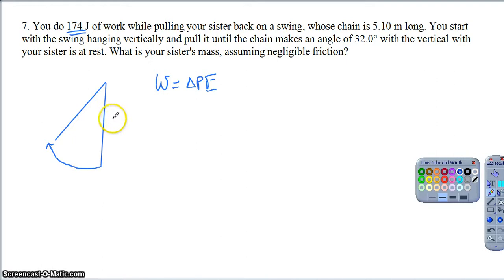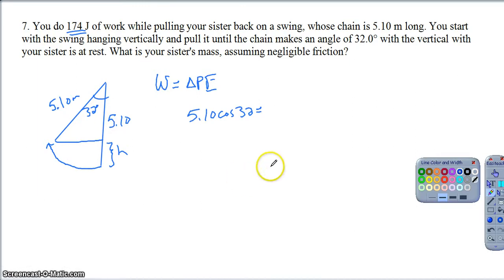We know that the swing itself is 5.10 meters long, which means that it is always 5.10 meters long. As I pull it back to an angle of 32 degrees, I need to figure out what the vertical height would still be so that I can find my change in height. So all I'm going to do is take 5.10 times the cosine of 32, because that would tell me the vertical portion of that string at that moment. 5.10 times cosine of 32 ends up being about 4.33. That tells me how many meters it's still hanging down, which gives me a route to find the height. The height would just be 5.10 minus 4.33.